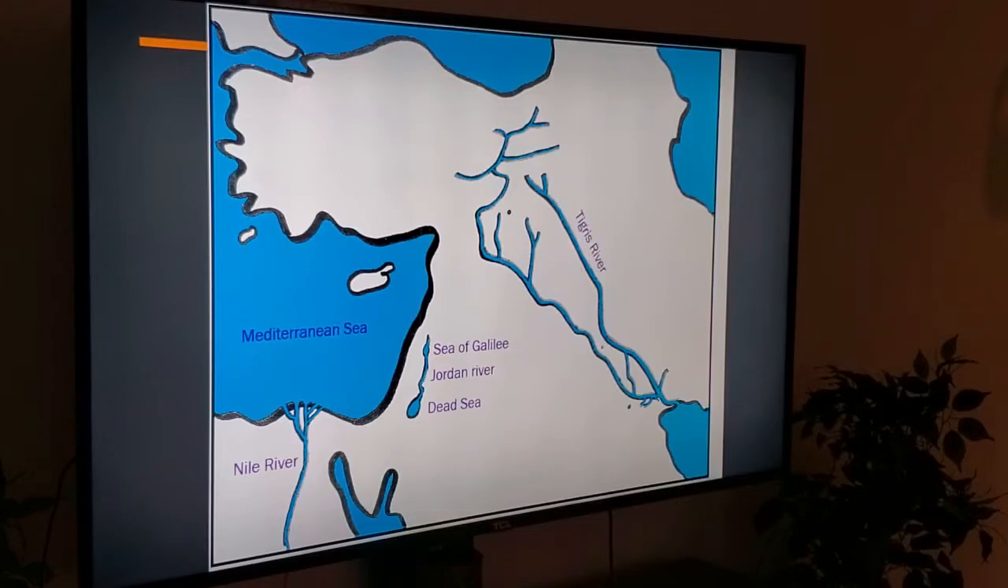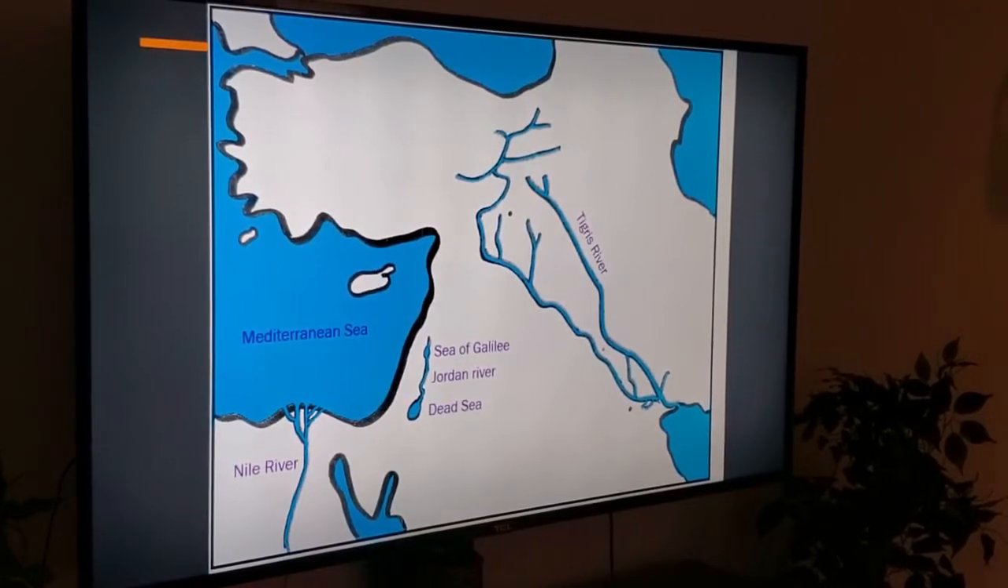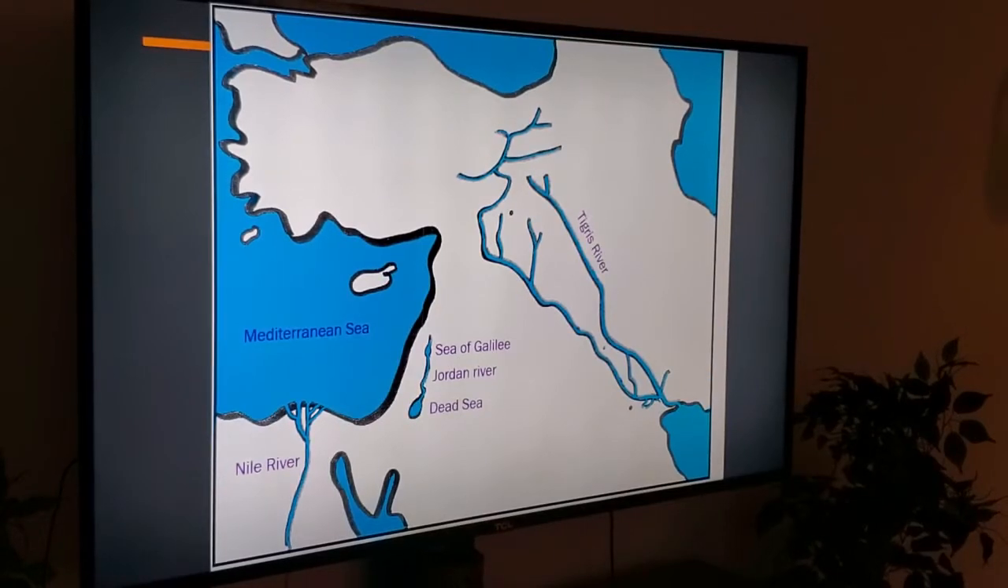Okay, now there's two big rivers that flow up out of that body of water on the bottom right. The Tigris River. Anybody know what the other one is? Euphrates River. We kind of talked about that when we were talking about the land that's promised to Israel.